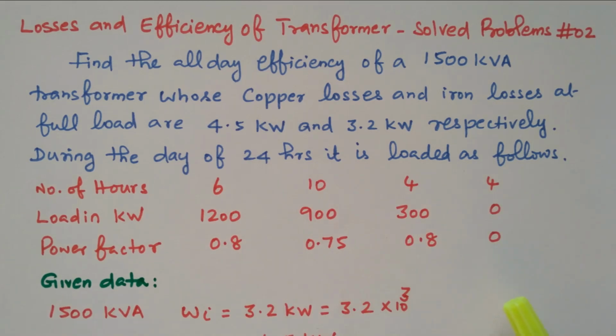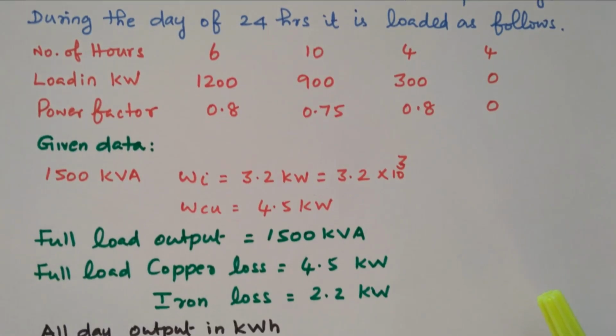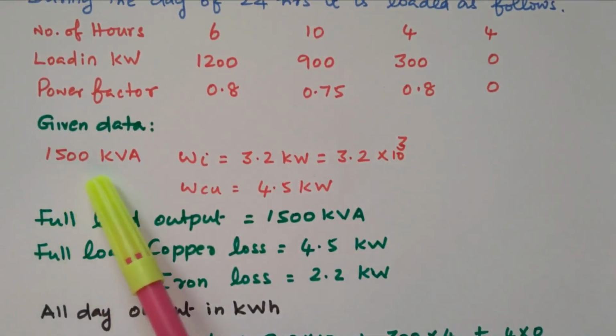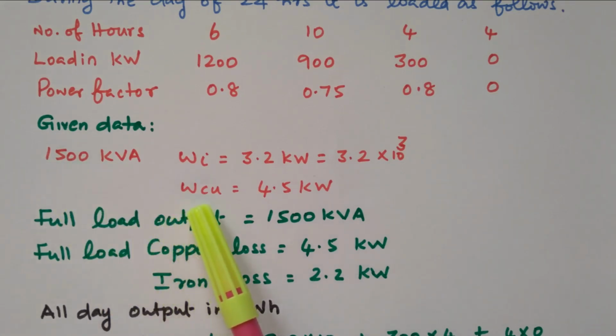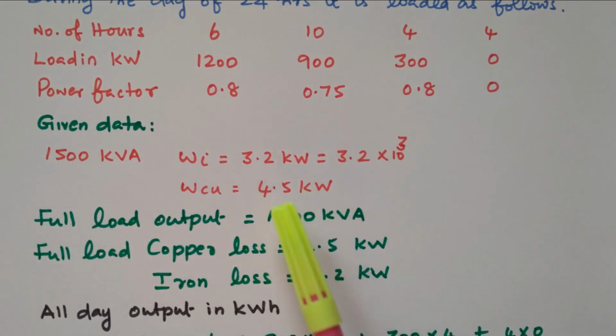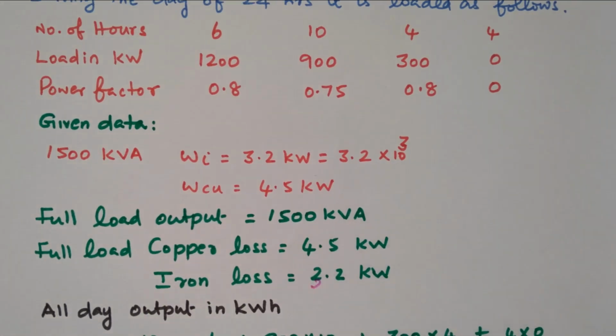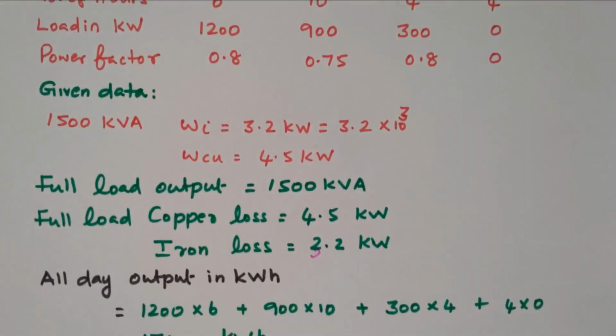So we need to find the all day efficiency. Let us see the given data. The rating of the transformer is 1500 kVA. At full load, the copper loss is 4.5 kilowatt and the iron loss is 3.2 kilowatt. The full load output is 1500 kVA. The iron loss is constant irrespective of the load. This is 3.2 kilowatt, not 2.2 kilowatt. So we need to find the all day efficiency.